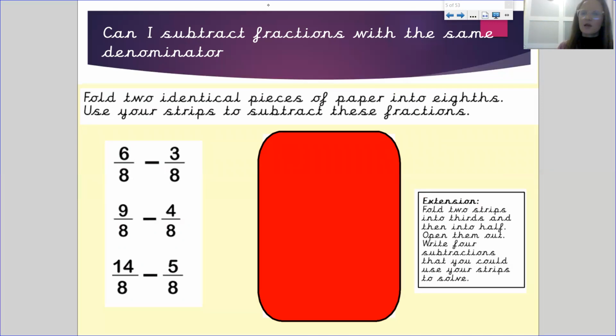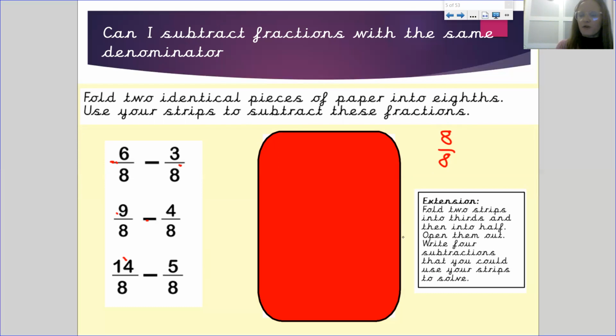On those strips, you would have 2 strips of paper that show you 8s, and each strip of paper would show you 8 8s. Use those strips of paper to help you answer the following questions. 6/8 minus 3/8, 9/8 minus 4/8, 14/8 minus 5/8.